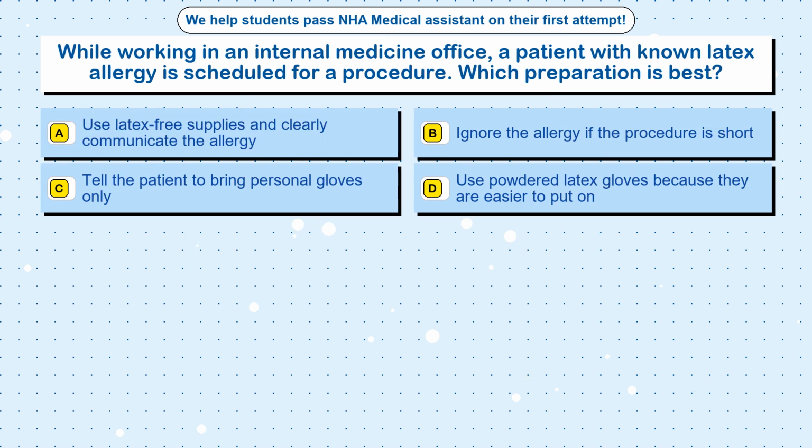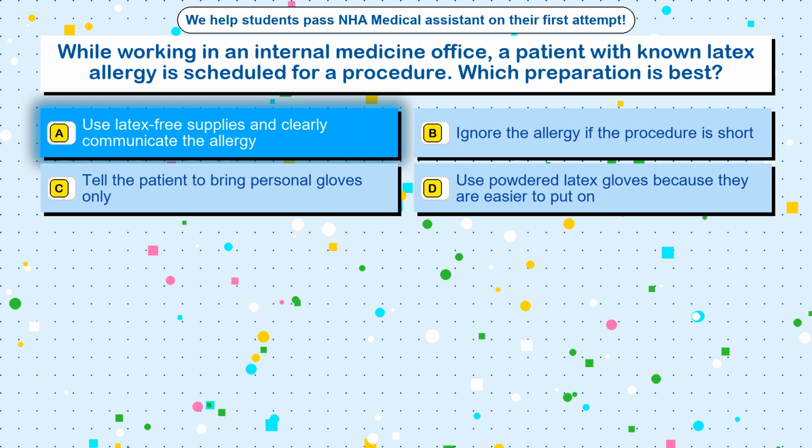Question 93. While working in an internal medicine office, a patient with known latex allergy is scheduled for a procedure. Which preparation is best? Option A, use latex-free supplies and clearly communicate the allergy. Option B, ignore the allergy if the procedure is short. Option C, tell the patient to bring personal gloves only. Option D, use powdered latex gloves because they are easier to put on. The correct answer is option A, use latex-free supplies and clearly communicate the allergy.